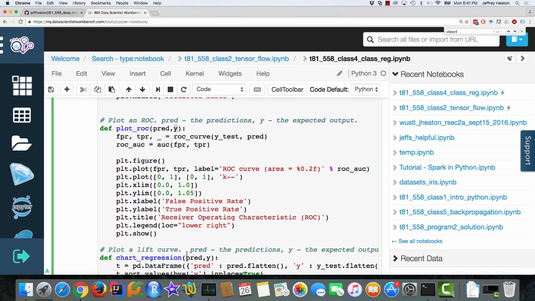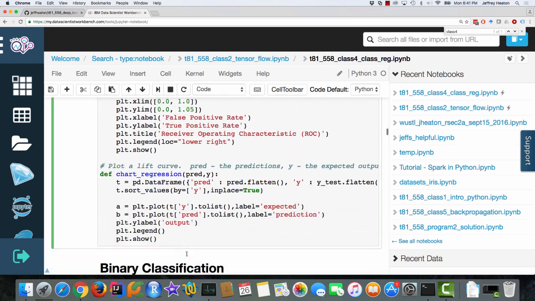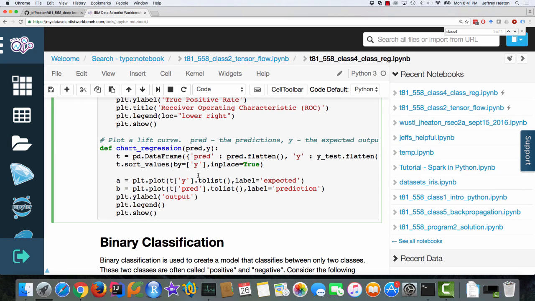We saw the chart regression function before in last class. I just didn't explain it very well, but showed you basically what it was and tried to get the two lines together. So those are all the functions. They're not really that complicated. There's not a whole lot going on there.